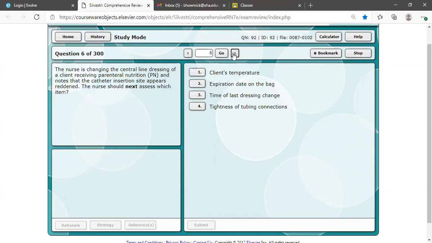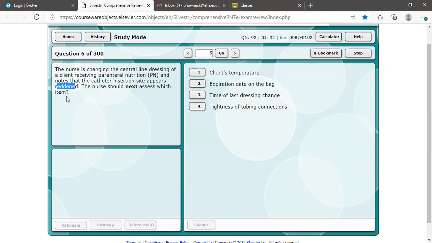So the nurse is changing the central line dressing of the client receiving parenteral nutrition and notes that the catheter insertion site appears red. Easy. So I said, this is the channel. Signs of inflammation are important. There are 5 cardinal signs of inflammation. Every student must know this, and these are the common signs. Like temperature increase, redness, pain, right? So swelling.